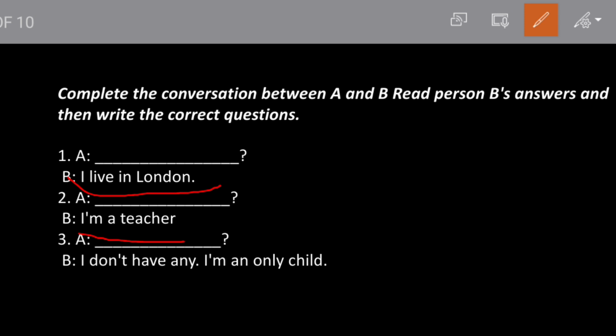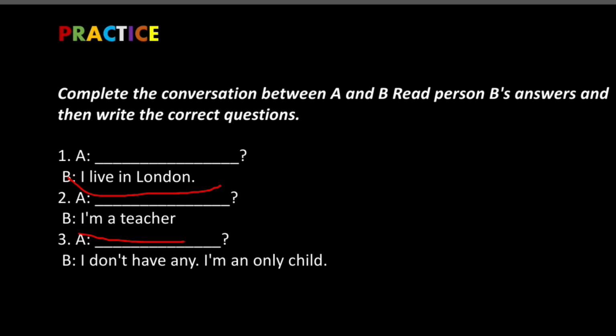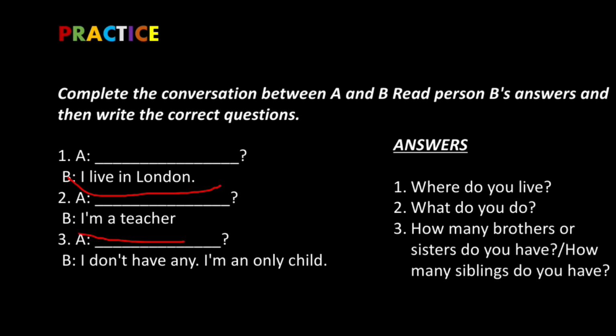In the third case, the answer of B is, I don't have any. I'm an only child. So the question is asking about the siblings of B. The question can be, do you have any siblings, or how many siblings do you have, or how many brothers and sisters do you have? Let's look at the answers. So let's move on to the next question.